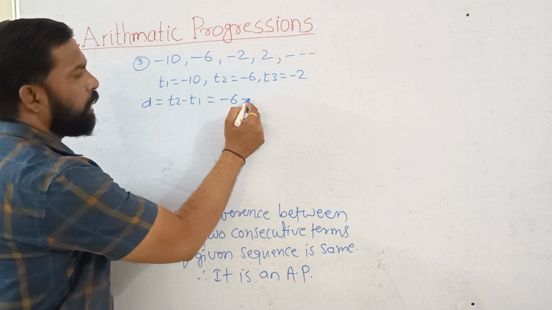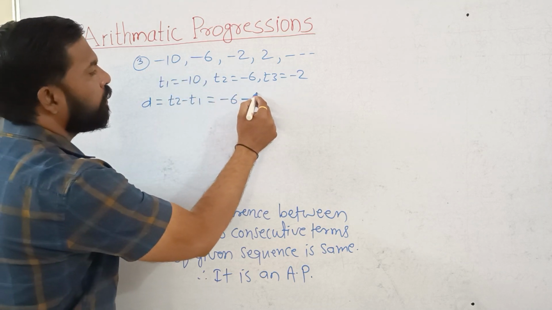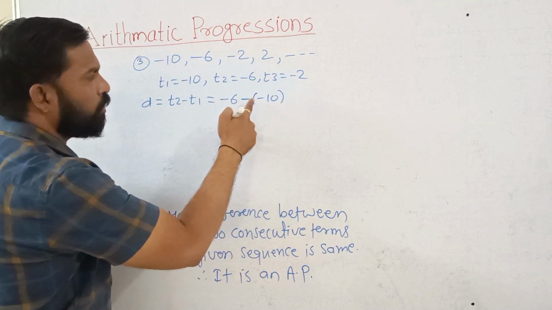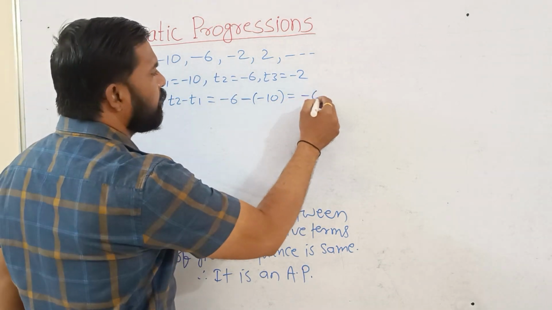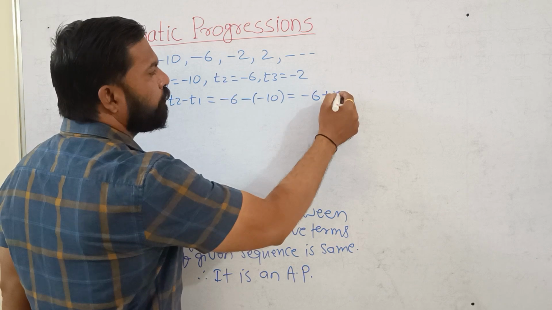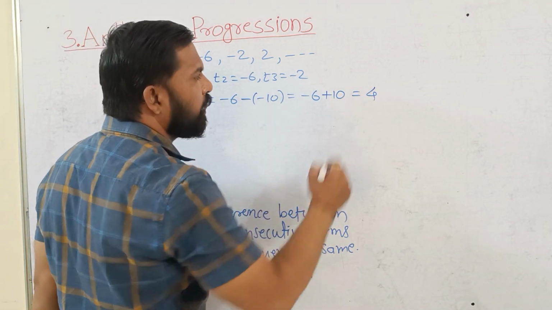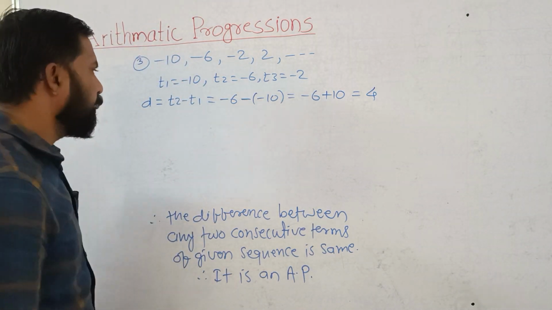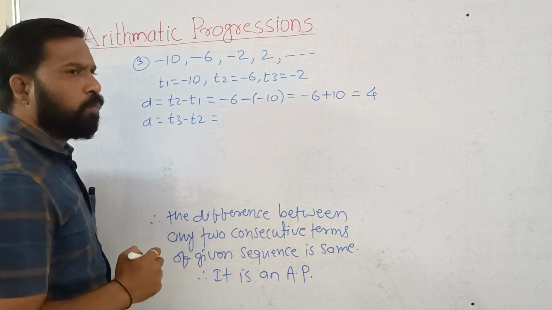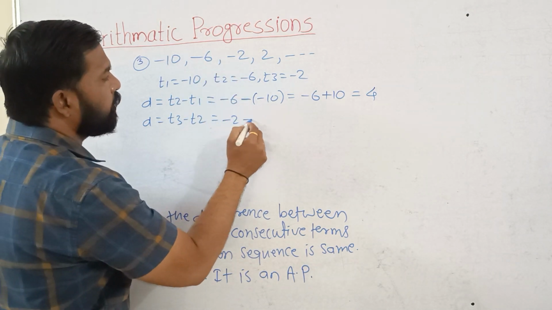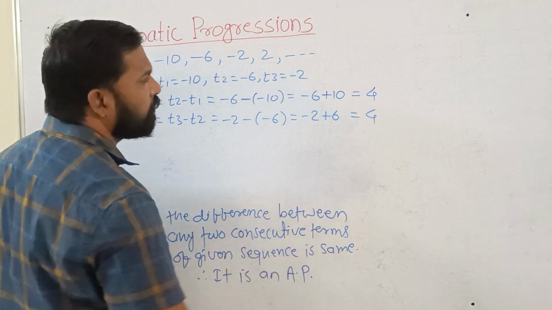Obviously minus 6, minus. This minus is from the formula. T2 minus T1. What is T1? Minus 10. As minus signs are coming consecutively, I am just using brackets there. Minus 6 will remain as it is. Negative, positive 10. Signs are different, so subtraction: 10 minus 6. The answer will carry the sign of the greater number. Next, D is equal to T3 minus T2. What is T3? Minus 2. Minus of minus 6 is plus 6, and the difference is 4.